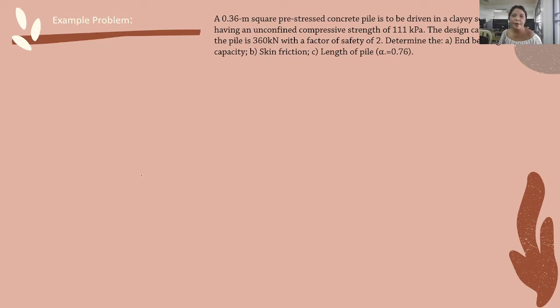Example problem. A 0.36 meter square pre-stressed concrete pile is to be driven in a clayey soil having an unconfined compressive strength of 111 kilopascal. The design capacity of the pile is 360 kilonewton with a factor of safety of 2. Determine A, the end bearing capacity, B, the skin friction, and C, the length of pile, using alpha equal to 0.76. So, now, how do we apply the formulas I mentioned a while ago to our problem?